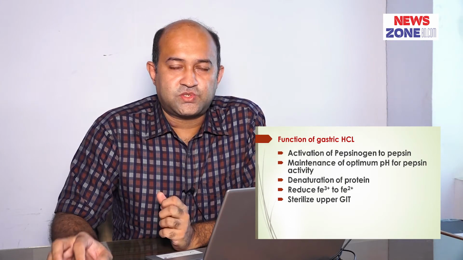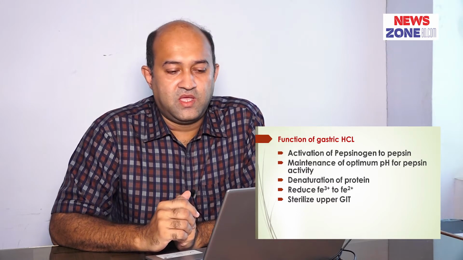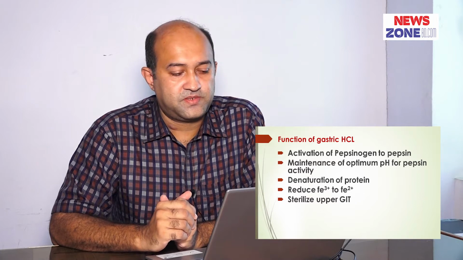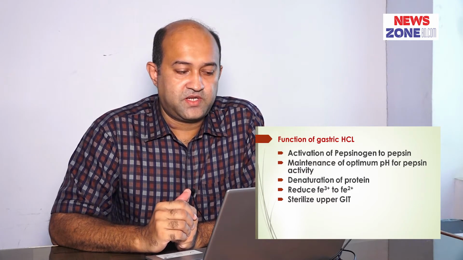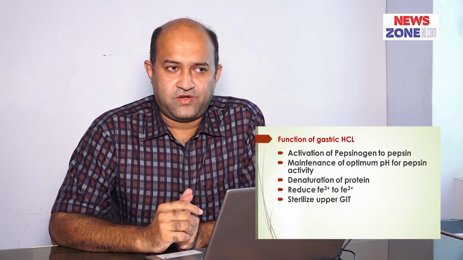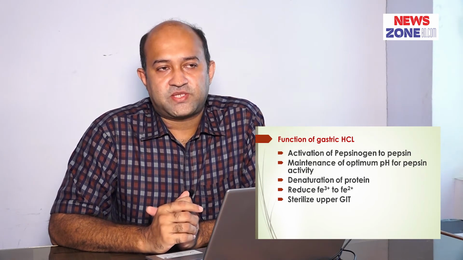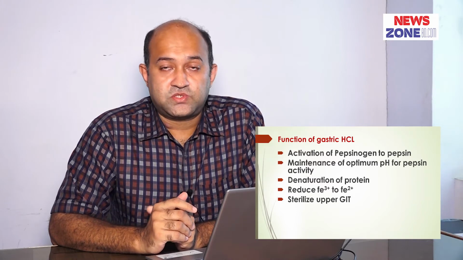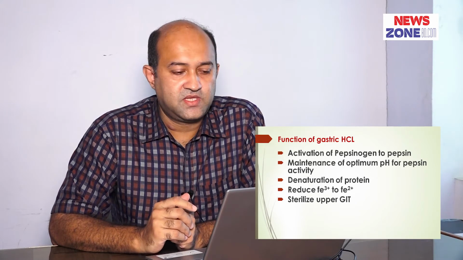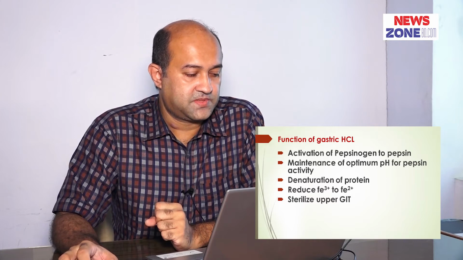So what are the other functions of hydrochloric acid? Hydrochloric acid helps to activate pepsin. It also maintains the optimum pH for the activation of pepsin. It denatures the protein. It also converts iron into the ferrous form, and for iron to transfer across the enterocyte, it needs to be in ferrous form. And lastly, it sterilizes the upper GIT, and it can kill some pathogens like bacteria and viruses and keep our body protected from these pathogens.